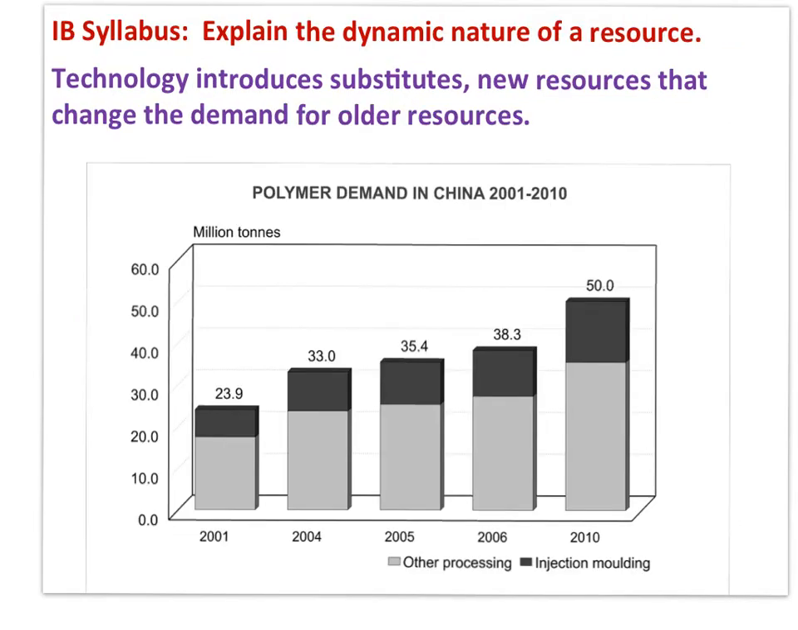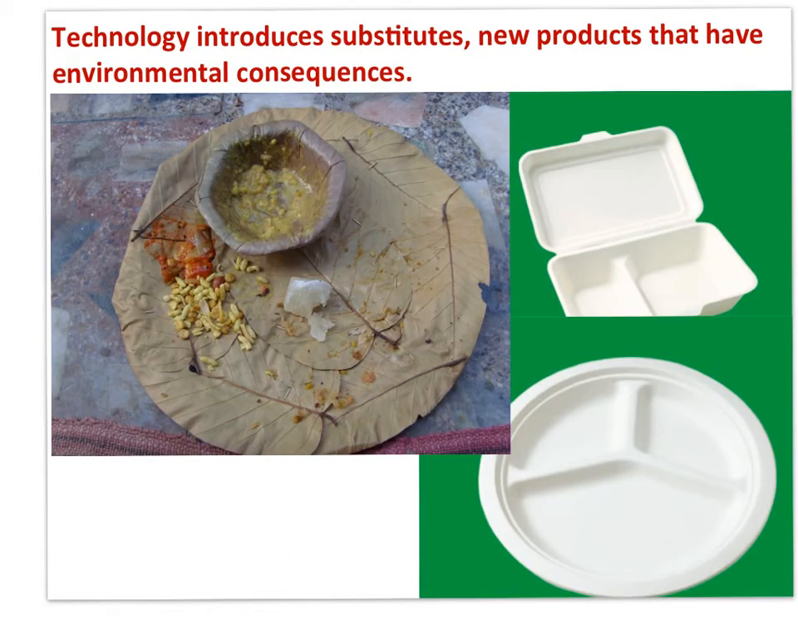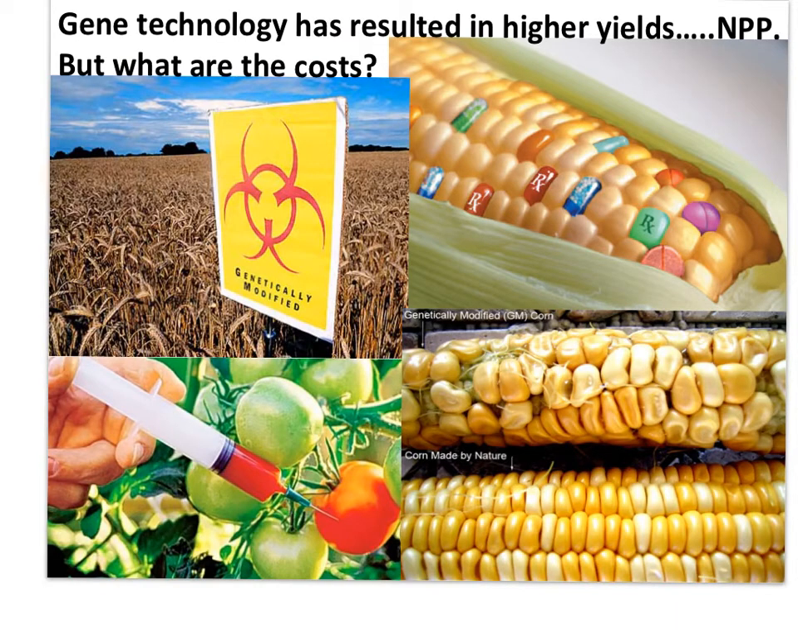Here is a graph showing the demand for oil-based polymers in China over a 9-year period. Plastics made from fossil fuels cause environmental degradation, but plastics are cheap and light. Plates and cups made of pressed leaves as a renewable, degradable resource have been replaced by styrofoam with environmental consequences.